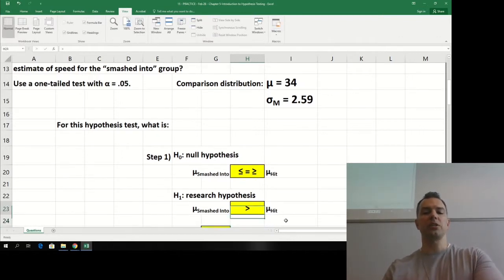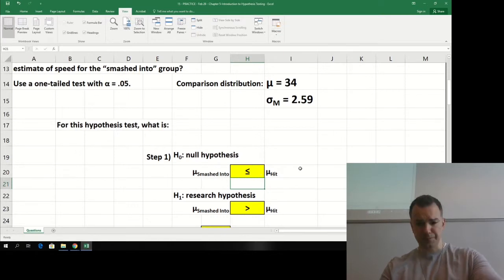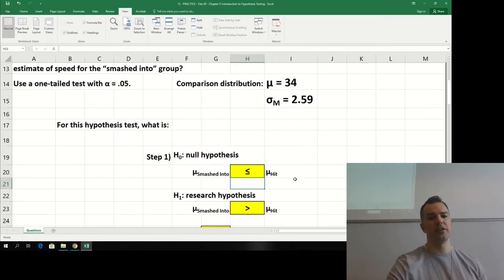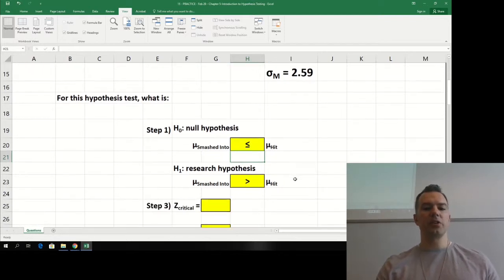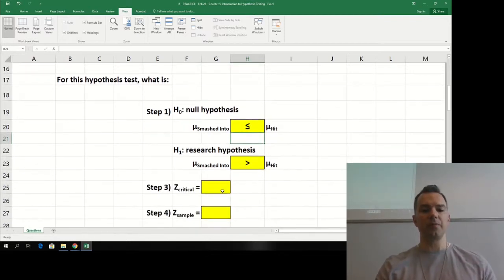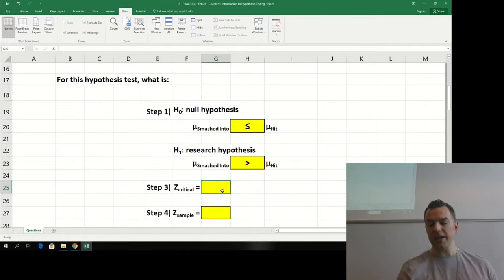If that's the research hypothesis, remember that your null hypothesis has to be the complete opposite. So the complete opposite of smashed into is greater than hit is that smashed into is less than or equal to hit. And that's your research and your null hypothesis. All right, so the next thing is to look up our Z critical. This is our line in the sand, and for this, we need to know what our alpha is.